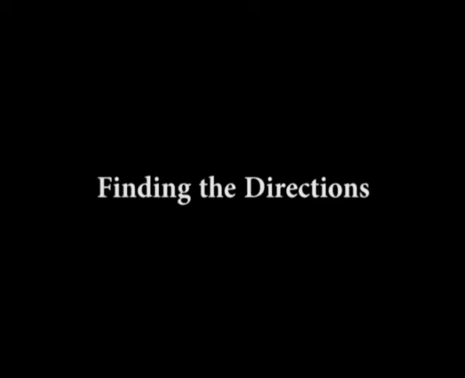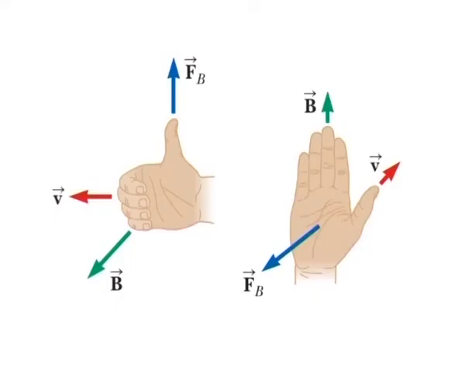Finding the directions. Figure shows two right-hand rules for determining the direction of the cross product of a particle's velocity vector and magnetic field, that is v cross B, and determining the direction of the magnetic force.